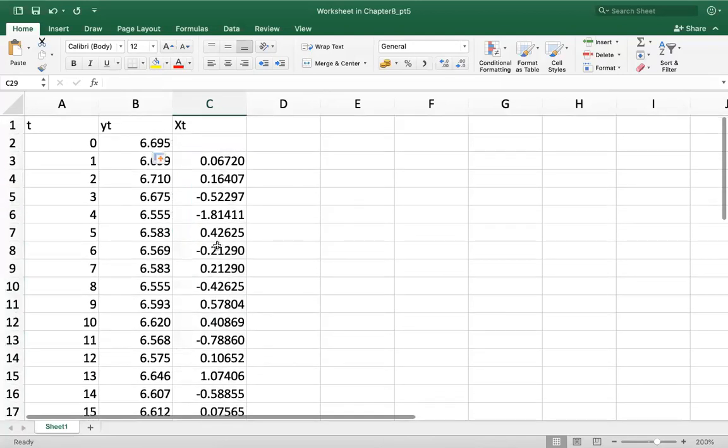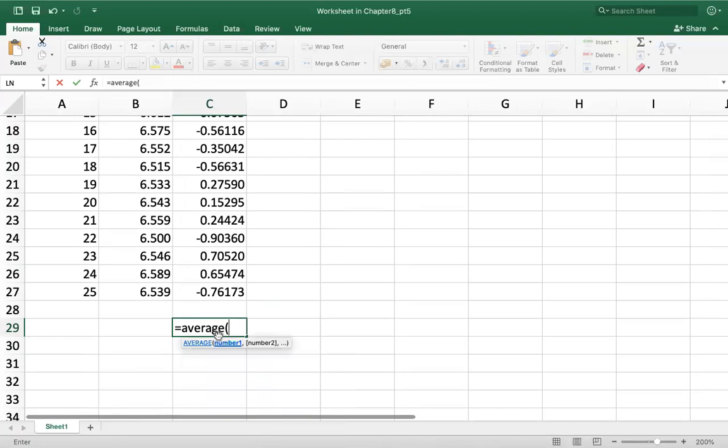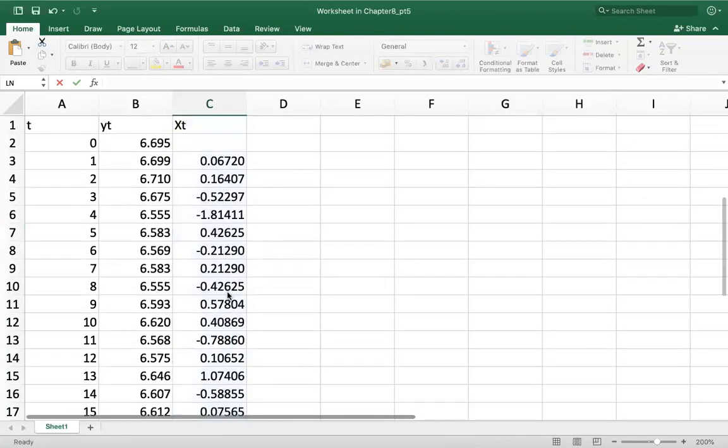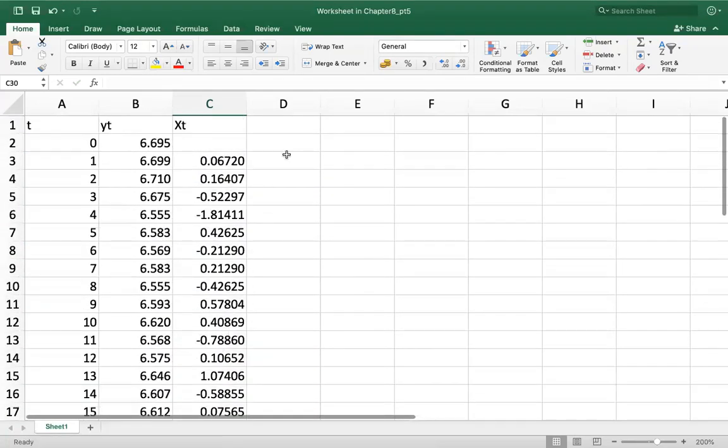These are the different Xt's. Next we have to measure Xt minus the mean. For that we have to calculate the average of these Xt's. The average is minus 0.9401%, so all of these are in terms of percentages. Then what we have to do is calculate Xt minus X mean, squared.